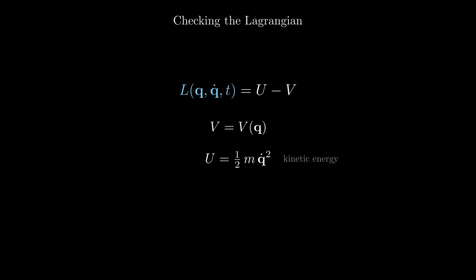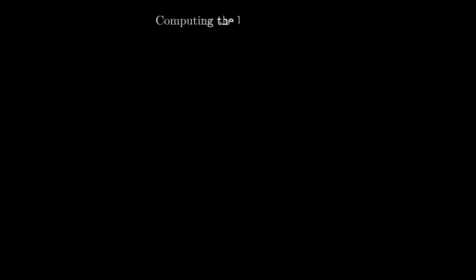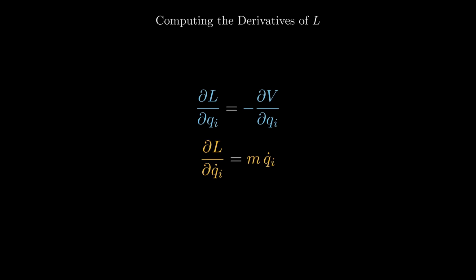Let's try a sanity check to see if this recovers the paths we expect. Recall the definition of the Lagrangian, and let's suppose V is a function only of position q. Now, U is the kinetic energy, so U is a half m q dot squared. Now let's compute the derivatives of L. dL by dqi is minus dV by dqi, as only V depends on position, and dL by dq dot i is m q dot i, as only kinetic energy depends on the velocity.